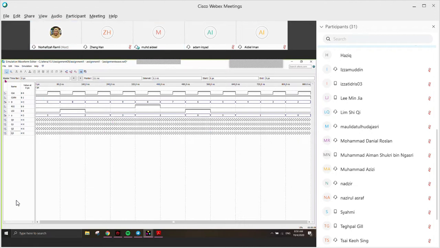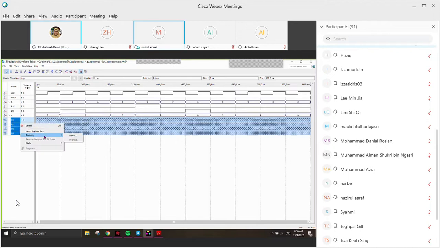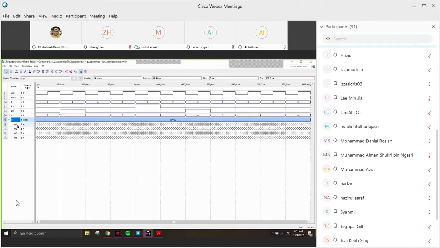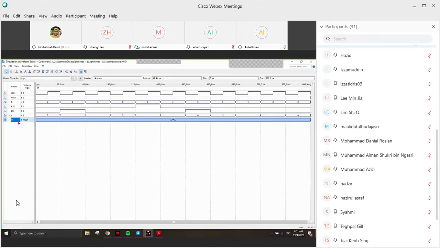Okay. Firstly, we group this all. Right click and group, and we put as one. But in here, the sequence is from Q0 to Q3. Yeah. Okay. And I reverse the group. And for this, the answer is in hexa. So I right click here and click radix hexadecimal. Okay, after this, I run.